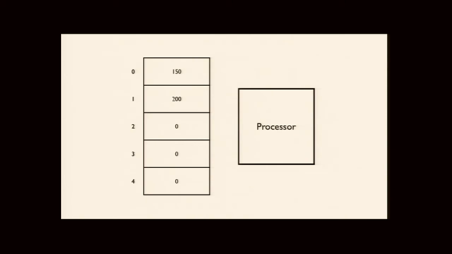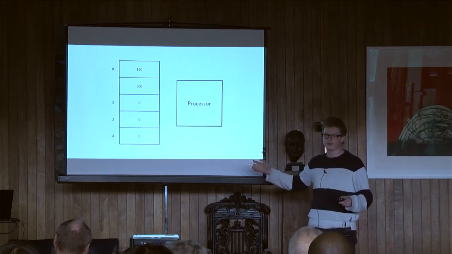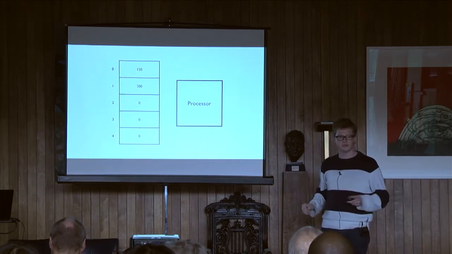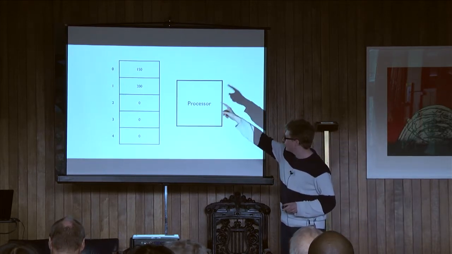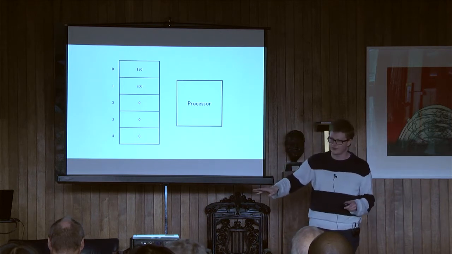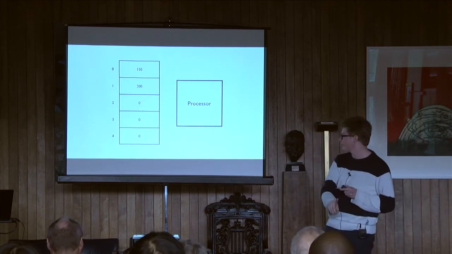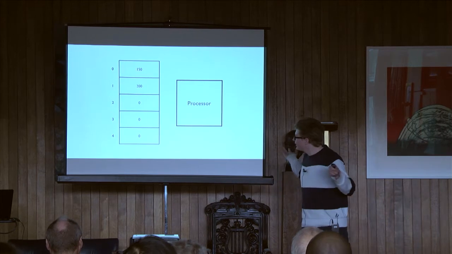So, to understand how you build a secure processor, I'm going to first go over how you actually build a processor. A processor is just a little device which manipulates a list of numbers. This list of numbers is the computer memory. You can see we start from 0 and we go up to 4. Everything starts at 0 in computer science. Trust me.